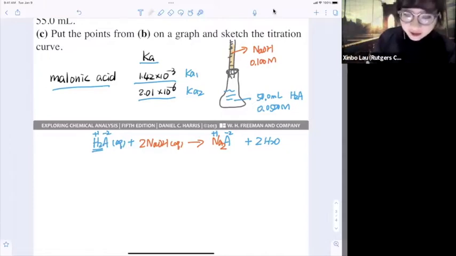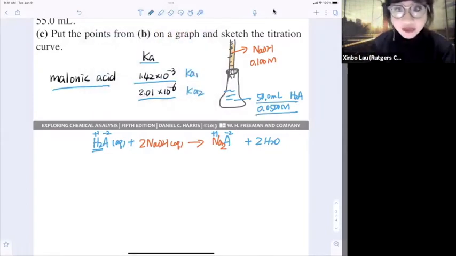Okay, so now I'm going to talk about stoichiometry. When they completely react with each other, that's a 1-to-2 ratio. And then we know information for the acid. We'll have the volume, we'll have the concentration, and we can calculate how many millimoles there will be.